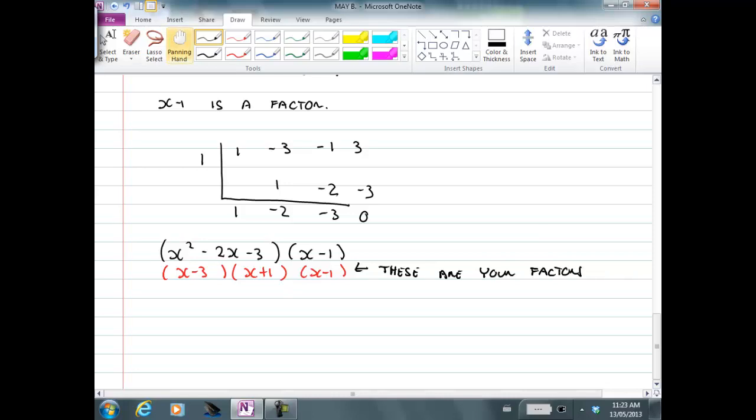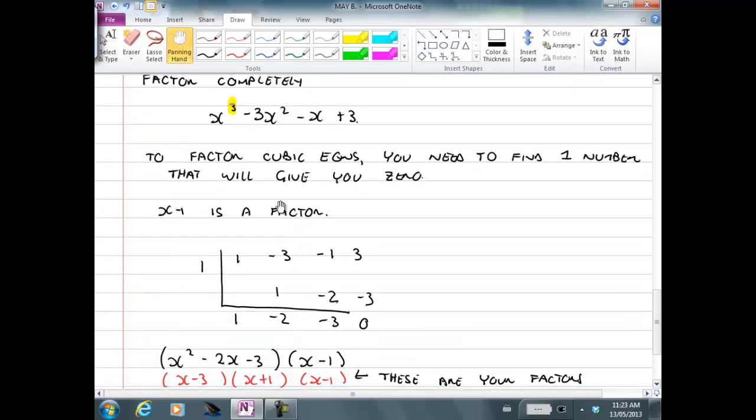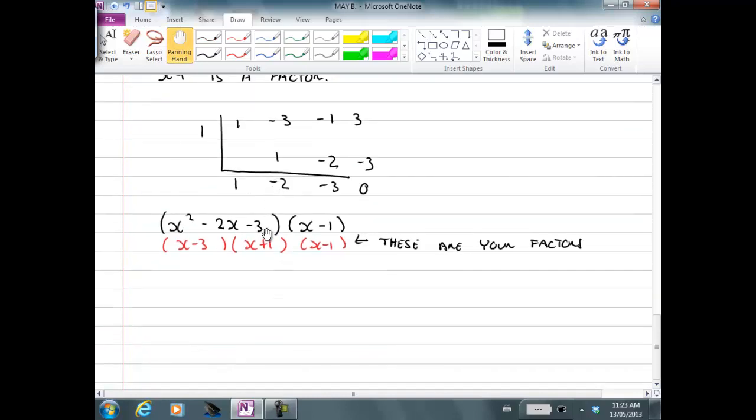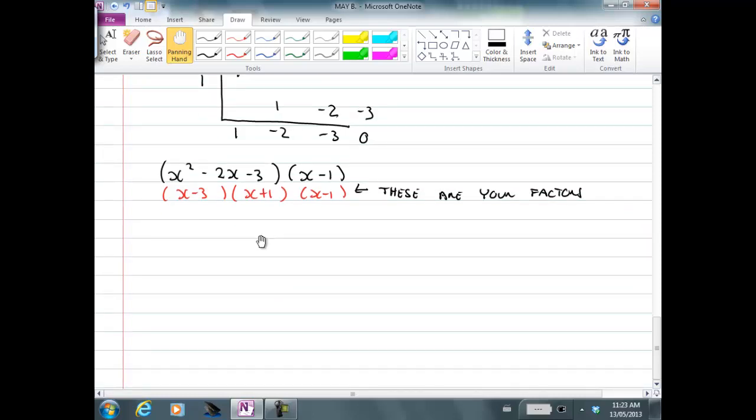So when I ask you to factor a cubic equation, you actually have to do the blind game and see one number that will give you 0. Here's where you try this on your own. Good luck.